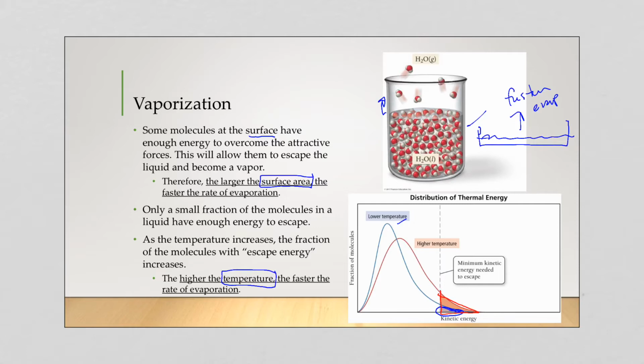But, okay, that's one substance. Now we'll talk in a little bit about why different substances, the intermolecular forces, clearly also will play a role if we're comparing different substances and how fast they evaporate. So that's evaporation or vaporization.